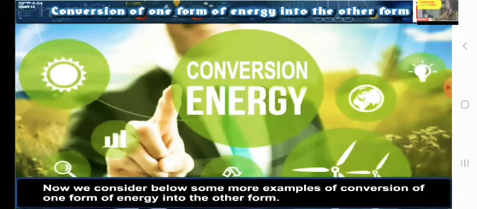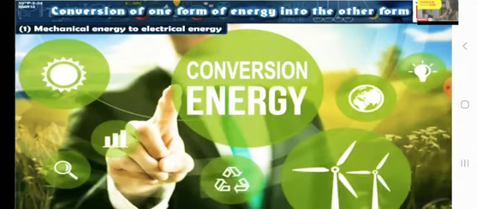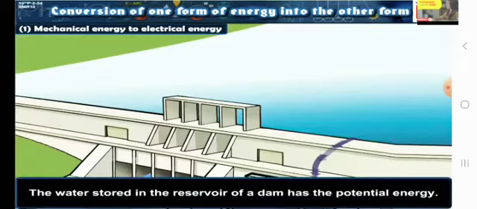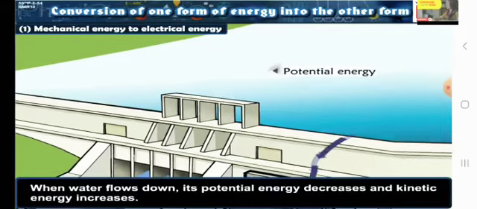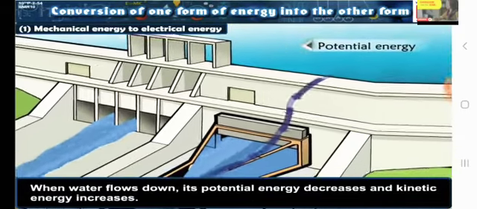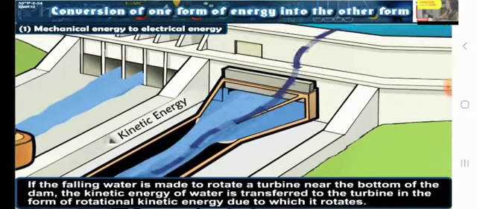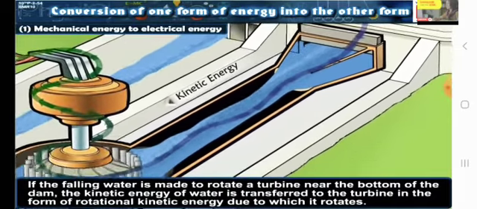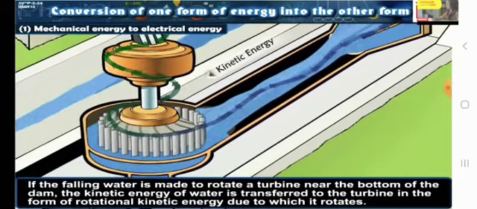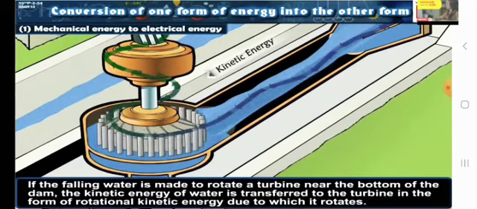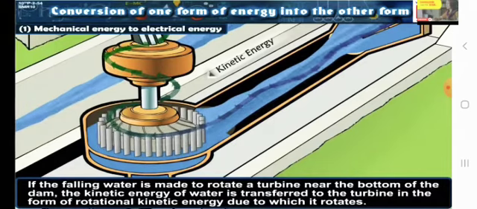Now we consider below some more examples of conversion of one form of energy into the other form. One, mechanical energy to electrical energy. The water stored in the reservoir of a dam has the potential energy. When water flows down, its potential energy decreases and kinetic energy increases. If the falling water is made to rotate a turbine near the bottom of the dam, the kinetic energy of water is transferred to the turbine in the form of rotational kinetic energy, due to which it rotates.